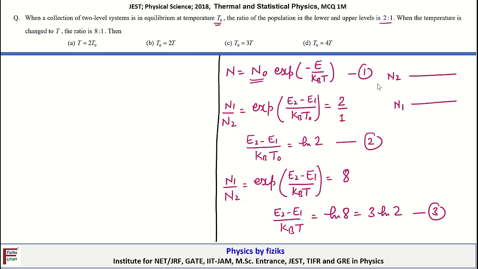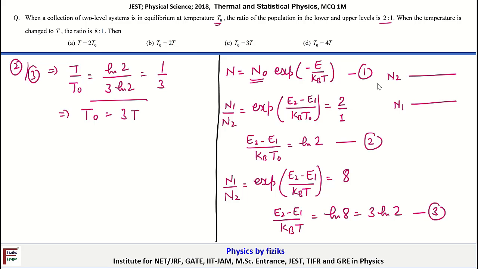Now divide 2 by 3. So 2 divided by 3 gives us T upon T naught equals ln 2 divided by 3 ln 2, which is equal to 1 by 3. So this means T naught is equal to 3 times T. So that means C is the correct option here.